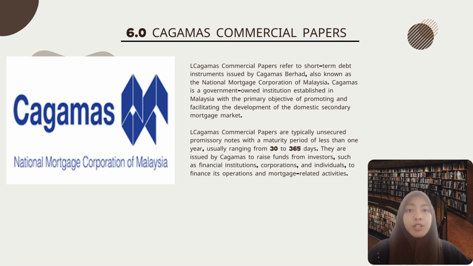Cagamas commercial papers are typically unsecured promissory notes with a maturity period of less than 1 year, usually ranging from 30 to 365 days. They are issued by Cagamas to raise funds from investors such as financial institutions, corporations, and individuals to finance its operations and mortgage related activities.